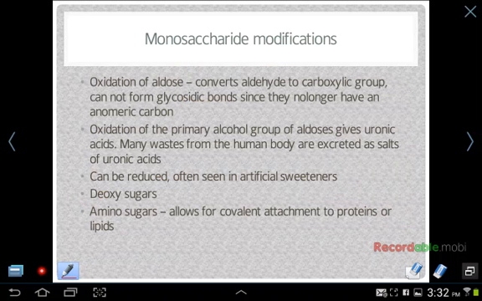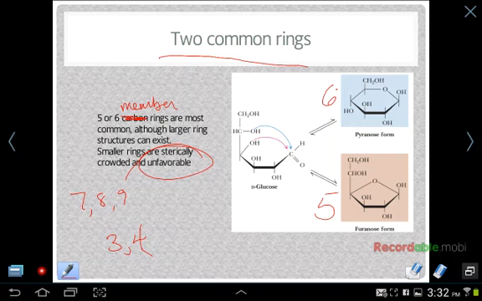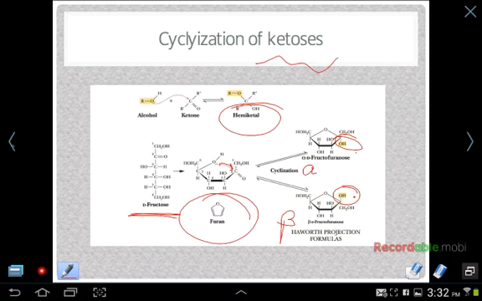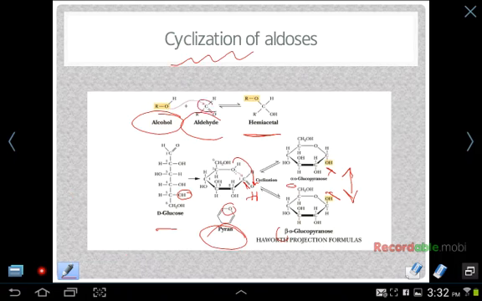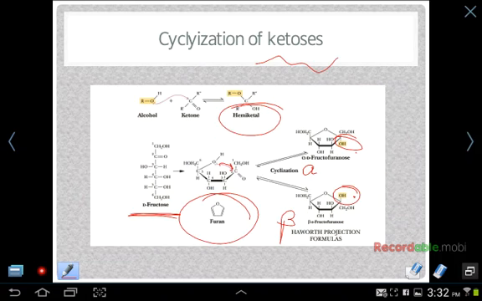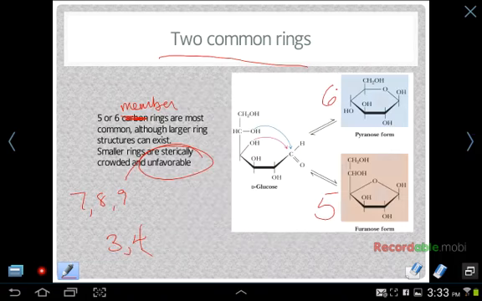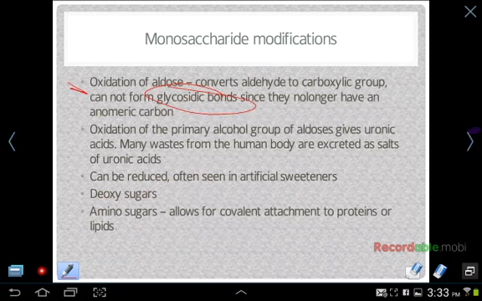Now, monosaccharides can undergo a number of different modifications, such as the oxidation of the aldose, which converts the aldehyde to a carboxylic group. This renders the monosaccharide unable to form glycosidic bonds because it no longer has that anomeric carbon. This carbon here is no longer able to react with the alcohol in order to form a glycosidic bond, or we'll see that further, sorry.